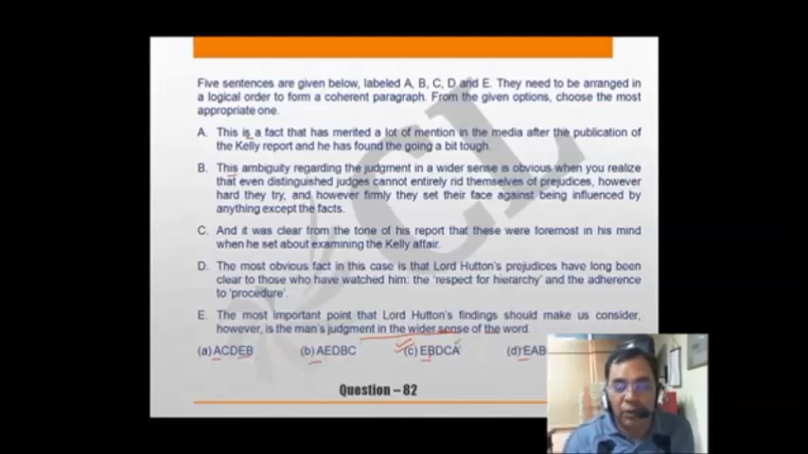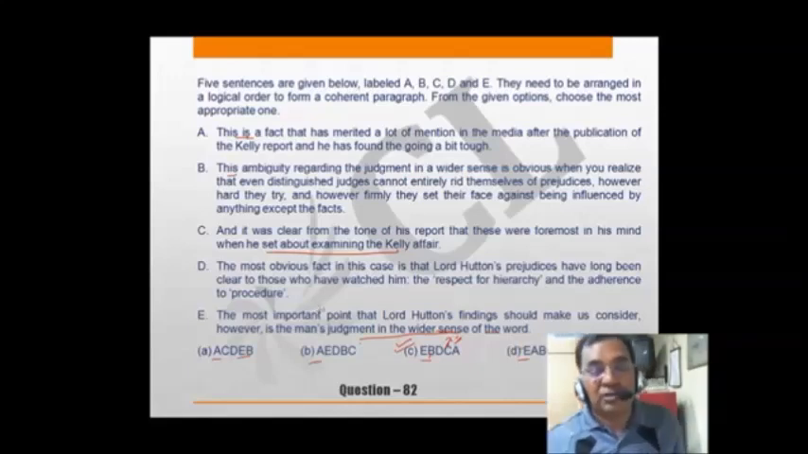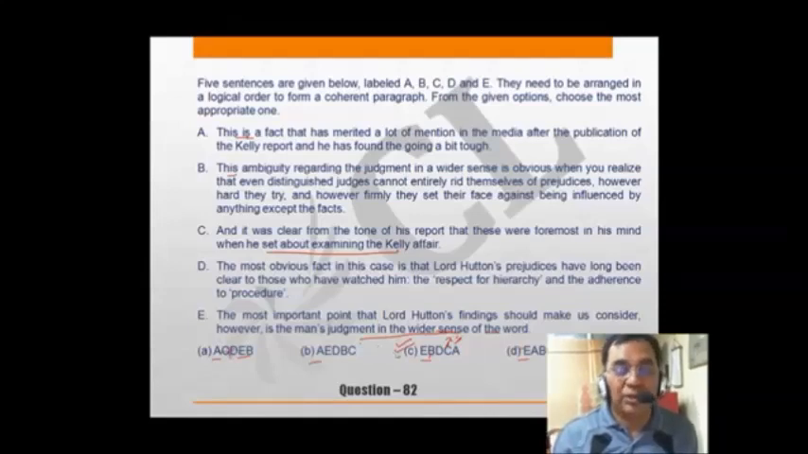So I'll go further. Where is A? A is "this is a fact." It is written here. So I'll just check whether C has a fact or not. "And it was clear from this report that they were foremost when he set about examining the Kelly affair." Clear for the tone, and this is a fact. So I think CA, and here AC has also come. So there's a reversal. So that means I'm going for C as the answer.